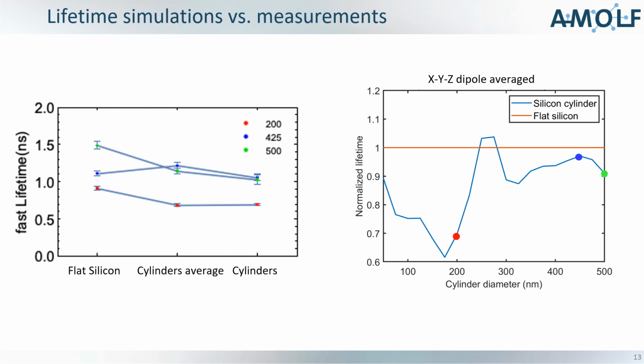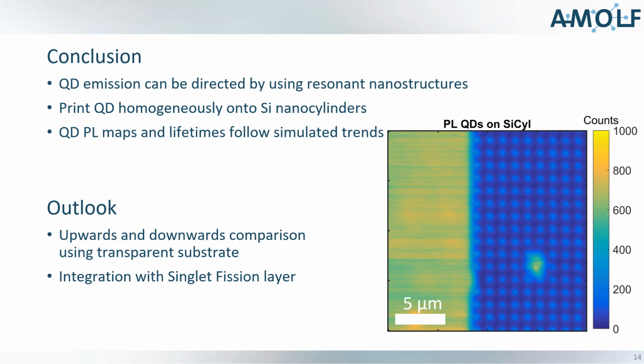very similar. In conclusion, I've shown you that we can use nanostructures to direct the emission of quantum dots. We can also bring these quantum dots onto a nanostructured silicon surface in a homogeneous fashion, and then we can map the PL signal and the PL lifetime that show the simulated trends.